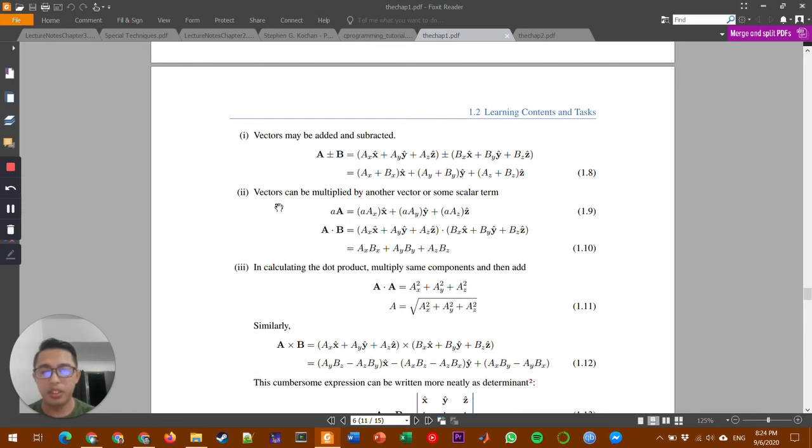And also for the vector multiplication, what if we multiply the vector with a scalar? So we still have 3 components, and each component is multiplied by this scalar A. Okay?